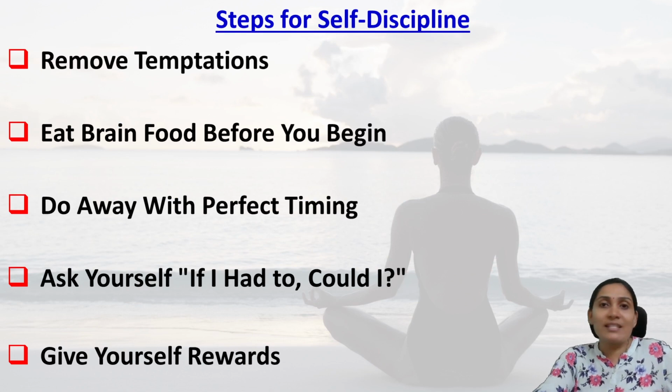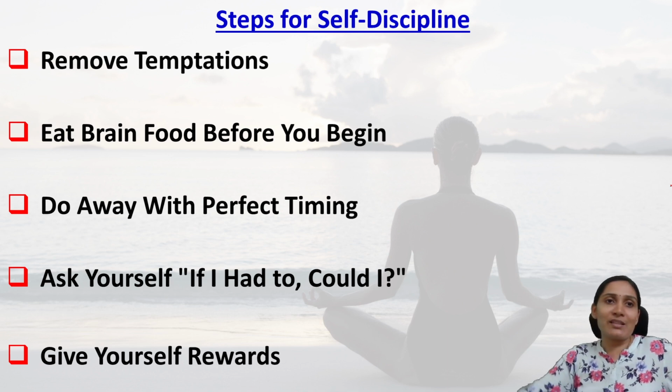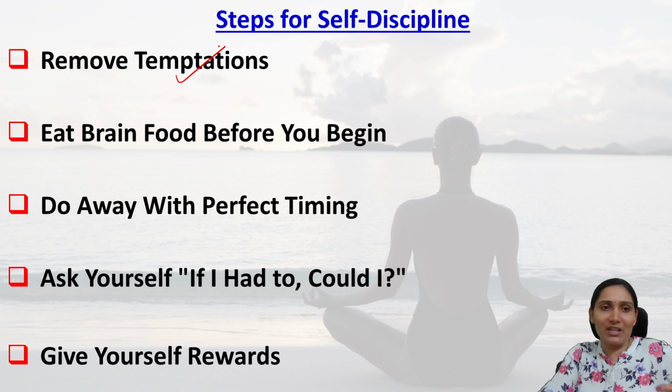Now, what are the steps for self discipline? Let's see. Maybe I am able to say all this, but even for me, it's very difficult to implement all of it. But if you give a really good try, you can definitely do this. So the first one is to remove the temptations. Now, eat brain food before you begin.